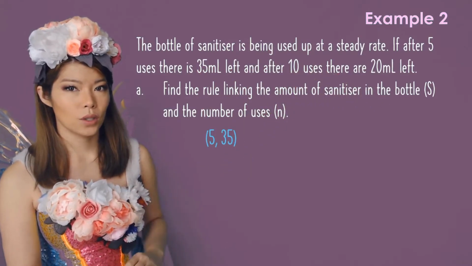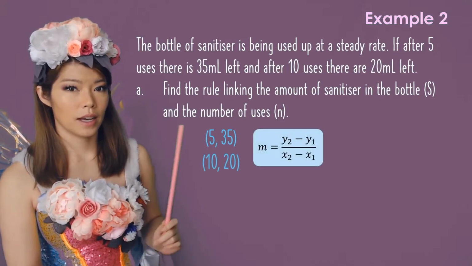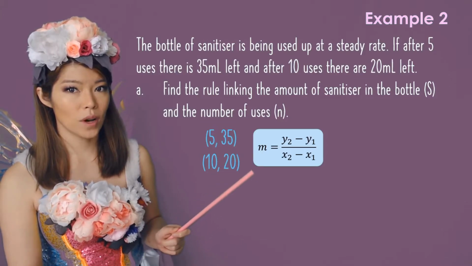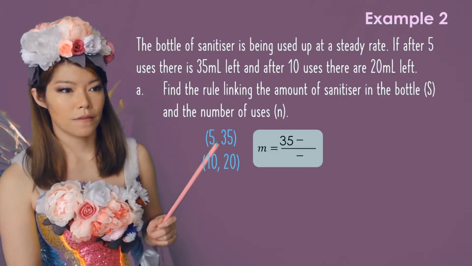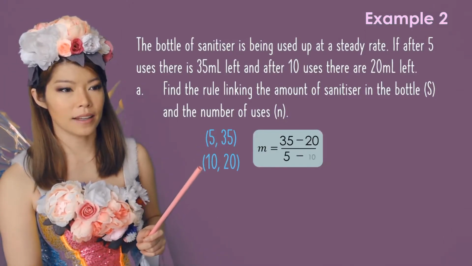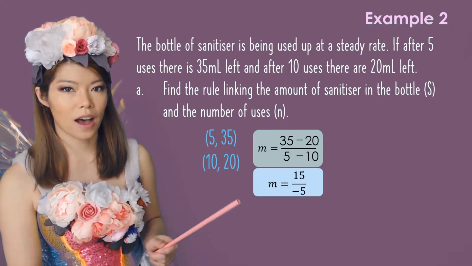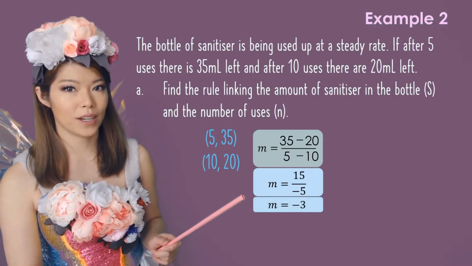So what can you do with 2 coordinates? We can use the equation m equals y2 minus y1 over x2 minus x1, and then we'll plug it in. So we have 35 minus 20 over 5 minus 10, which is 15 over negative 5. And that is negative 3. So that is our gradient.